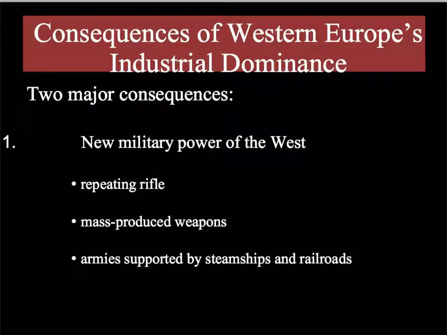There were two major consequences of Western Europe's industrial dominance. The first was military. By the 1790s, Western armies were gaining new advantages over Asian and African societies. We see the repeating rifles and mass-produced weapons made it possible for the West to take over all those societies, and also ships and railroads allowed for the quick movement of troops, which facilitated the establishment of Western dominance.